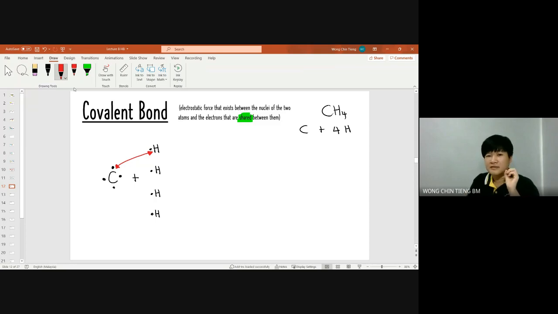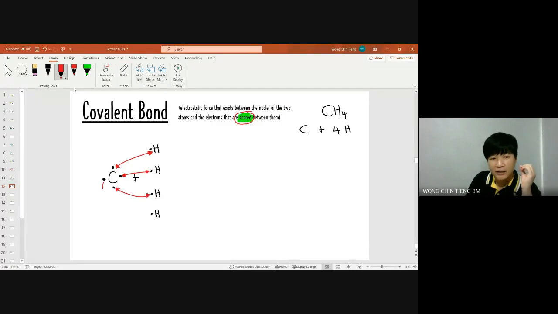Kenapa macam ni? Sebab kita tak bagi. Tak ada siapa bagi dan tak ada siapa terima. Kita share. Alright? Dua-dua orang sumbangkan elektron mereka. We actually contribute our electron and we share our electron.